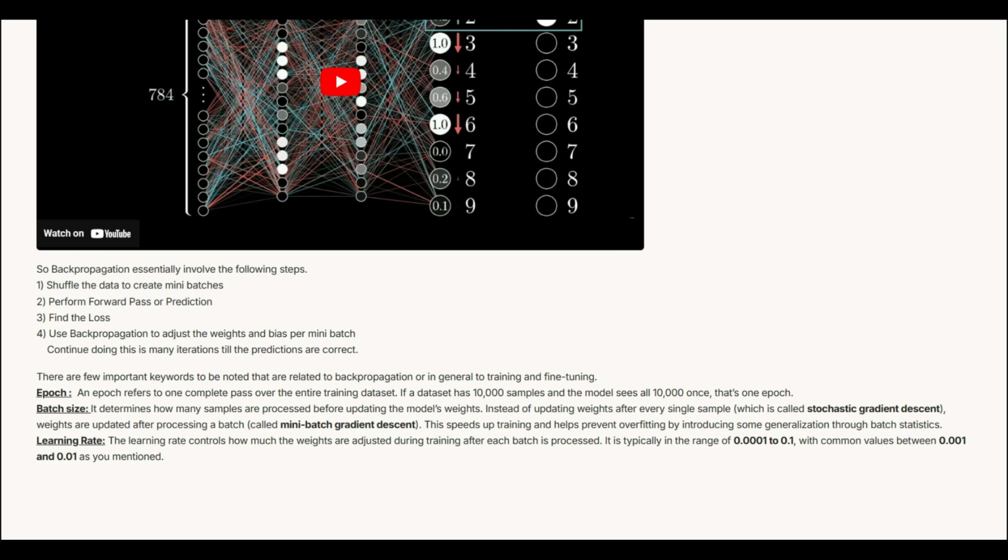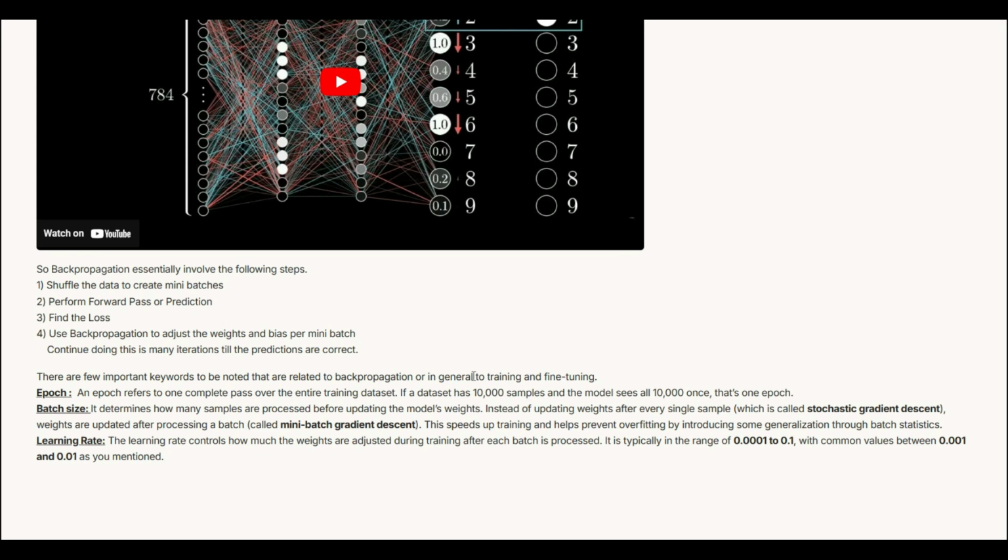So backpropagation essentially involved the following steps. Step 1, shuffle the data to create mini batches. Step 2, perform forward pass or prediction. Step 3, find the loss. Step 4, use backpropagation to adjust the weights and bias per mini batch. Continue doing this for many iterations till the predictions are correct.